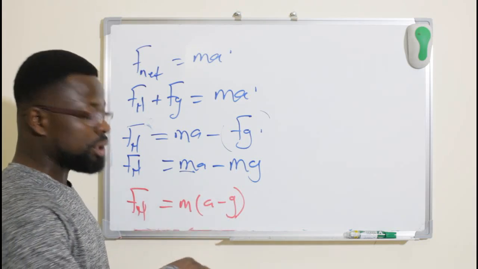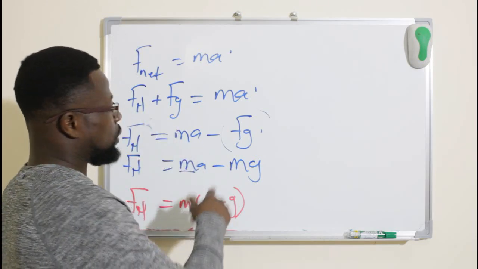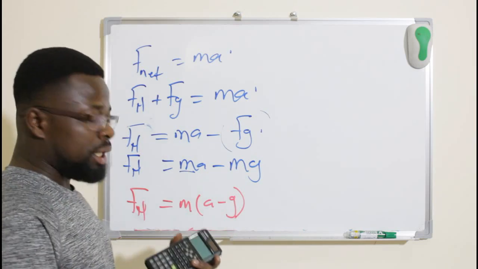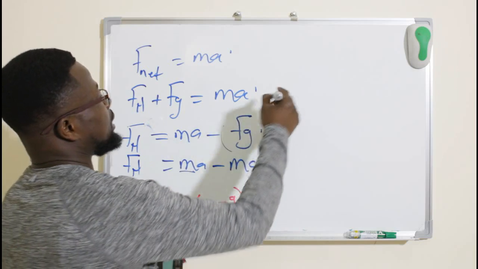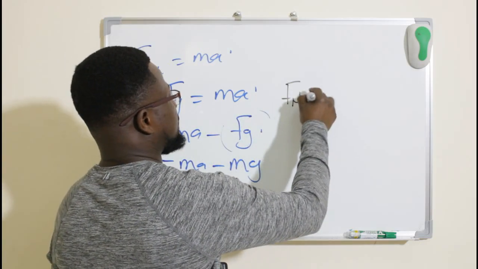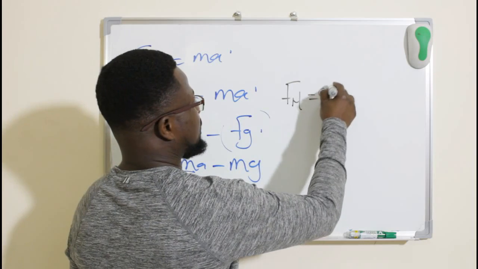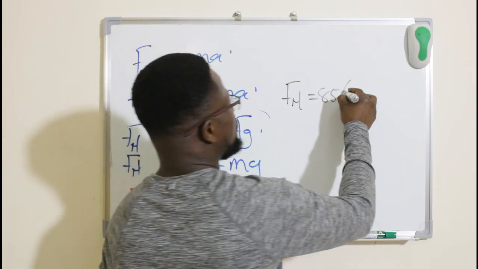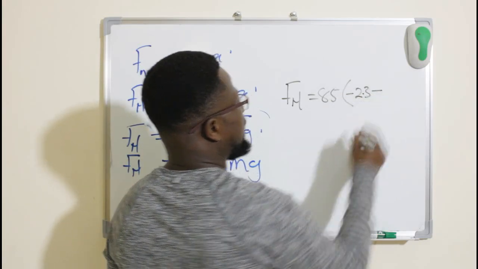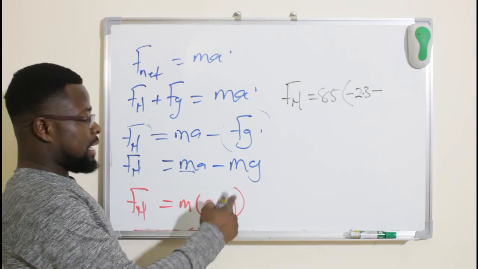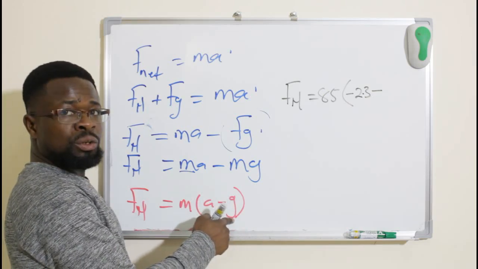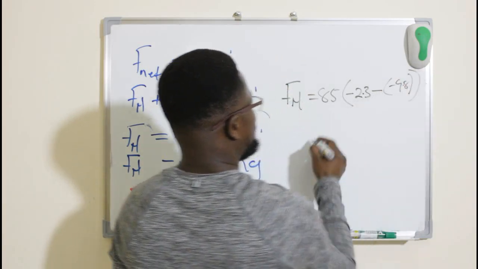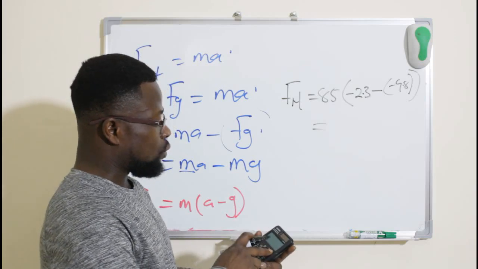I'm going to do the substitution from this point. Remember that we are looking at the downward motion being what? Negative. So if my downward motion is negative, therefore we can say that our normal force is now equal to the mass, which is 85, times acceleration, which is also in a downward direction, so it's negative 2.3. Negative sign is for this one, and now we have the acceleration due to gravity, which is also what? Negative 9.8.